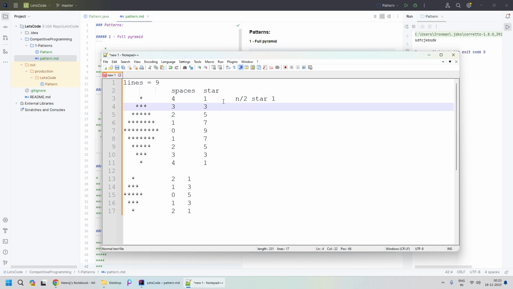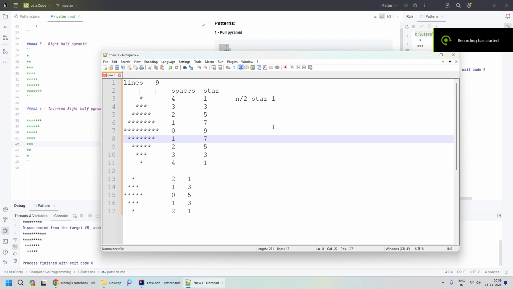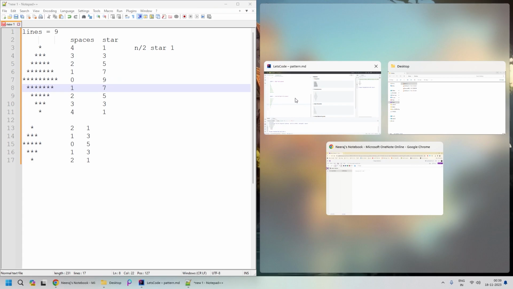After every line we will keep on decrementing the space value and incrementing the star value by 2 till we reach the middle. Once we reach the middle, we can increase the spaces value by 1 and keep on decrementing the star value. Let's try to code now and see if our solution works. Let me put the windows side by side.